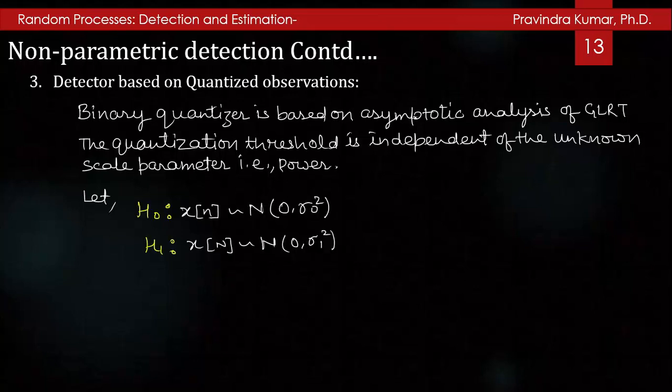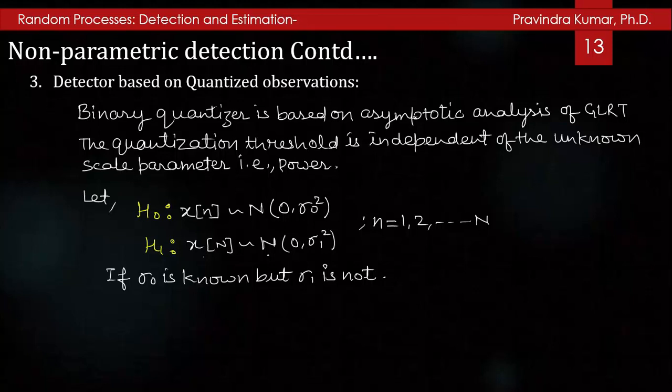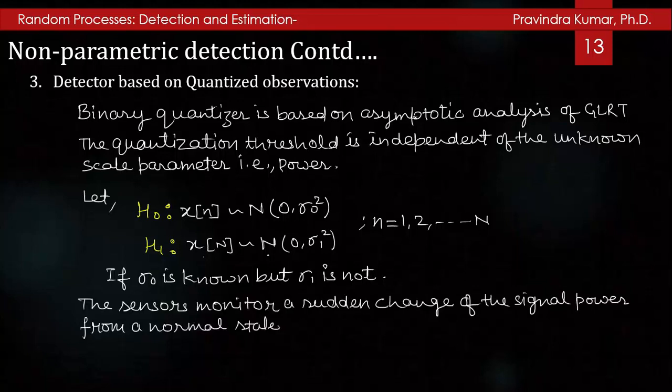Let us have two hypotheses. H0 corresponds to Xn being normally distributed with mean 0 and variance sigma naught square, and hypothesis H1 corresponds to Xn being a normal random variable with mean 0 and variance sigma 1 square, where sigma naught is known but sigma 1 is unknown. In this problem, the sensor monitors the sudden change of the signal power from a normal state with known sigma naught to a state with unknown sigma 1.